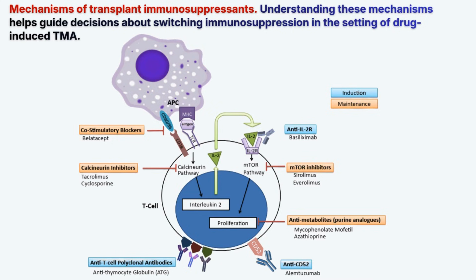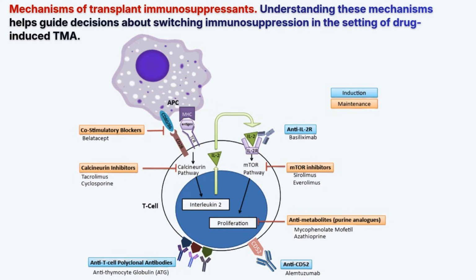This figure summarizes the mechanism of post-transplant immunosuppressive agents, and understanding this layout is essential when we are forced to change therapy in the setting of drug-induced TMA. Start at the top of the diagram.